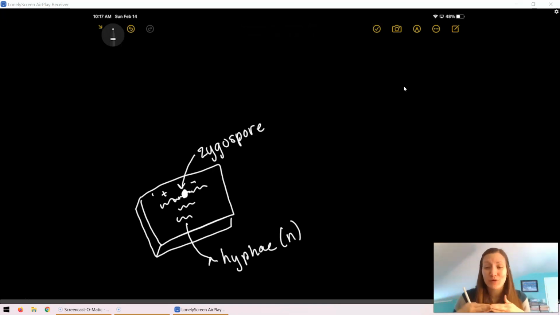And this zygospore is going to essentially bring both of these different types of DNA together. You could almost think of it as an egg and a sperm coming together and creating a zygote. But we're not talking about animals, we're talking about fungi. So this zygospore, because it is the fusion of two haploid structures, is going to create a diploid structure.